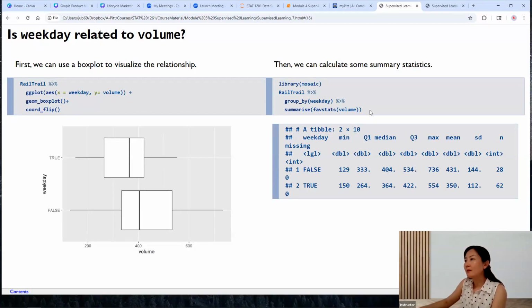And we can also calculate some summary statistics for volume for each group. So apparently, you see on average, the volume on weekends is higher, at 431. On weekdays it is lower, 350, right? Which makes sense, right? People have more time during the weekend, so they are more likely to use the bike path.